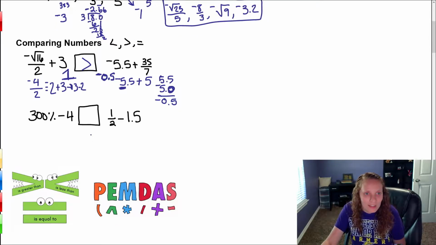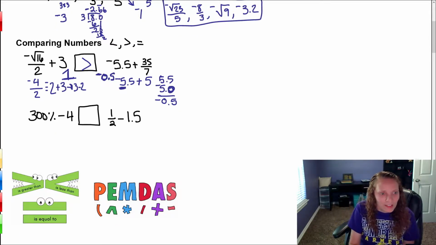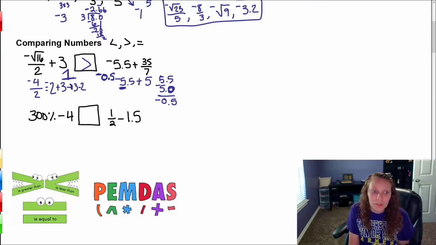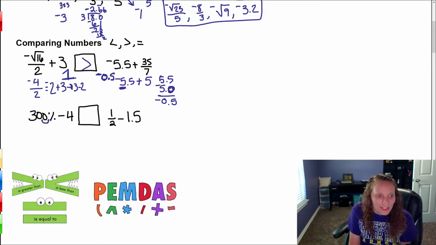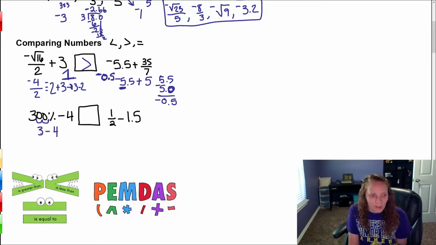Let's try the next problem. Now we need to convert 300% to a decimal. Remember how I mentioned there's an imaginary decimal after the last digit in a percent, so after that 0. And we move it over twice to the left. So when we do that, we end up with 3.00 or just 3. And then we need to subtract the 4 from it. 3 minus 4, well, 3 minus 3 is 0. So then 3 minus 4 should be negative 1.